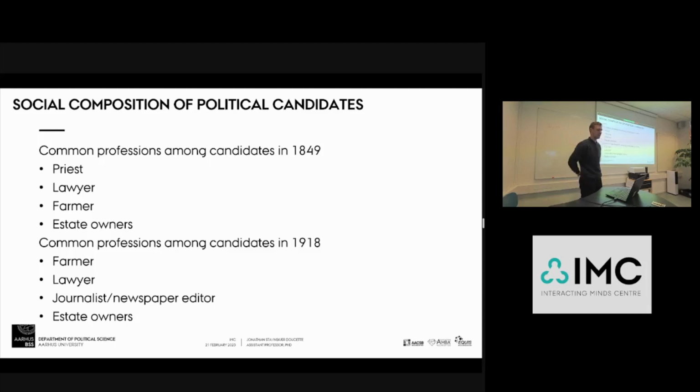And finally, there's also some interesting patterns in who runs for political office in Denmark. So if we look at the first elections, priests were some of the most common candidates, and then of course you had lawyers and farmers, and the traditional elites, the estate owners. But over time, some of these professions changed. So priests became a little less visible in politics, while journalists or newspaper editors became one of the main professions that were running for political office.